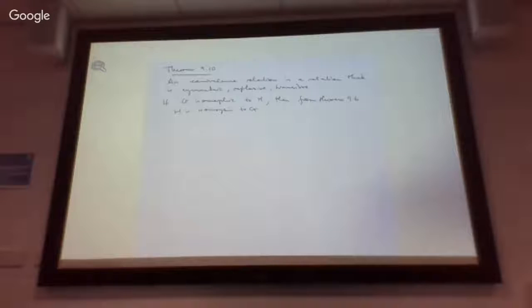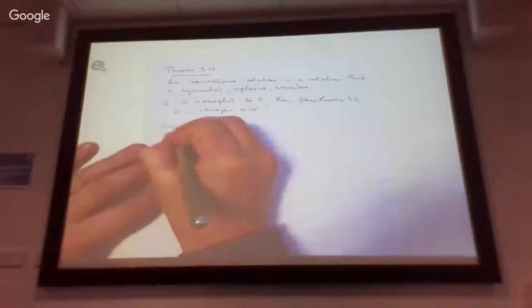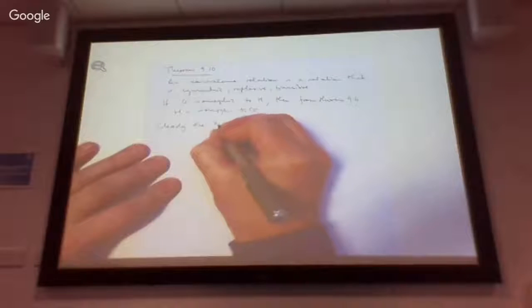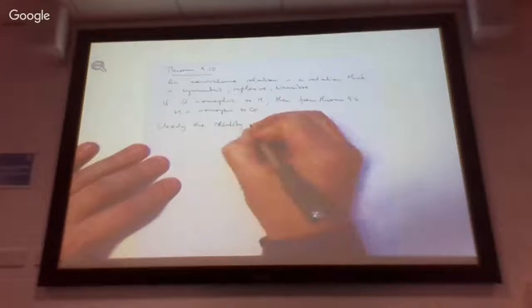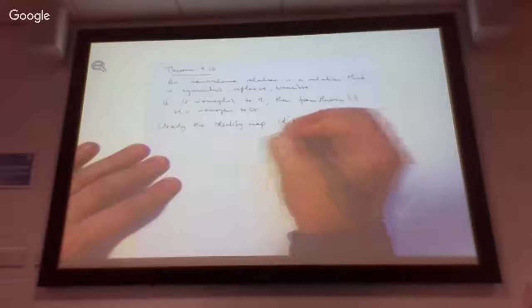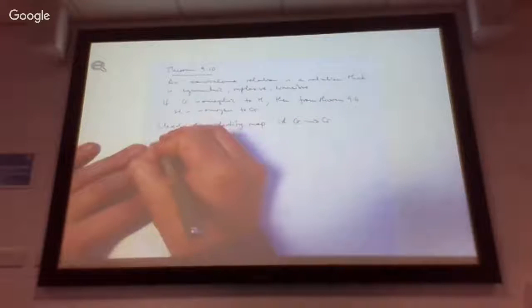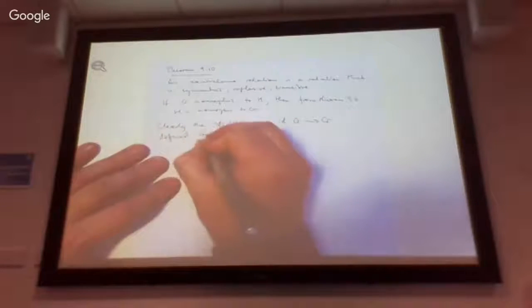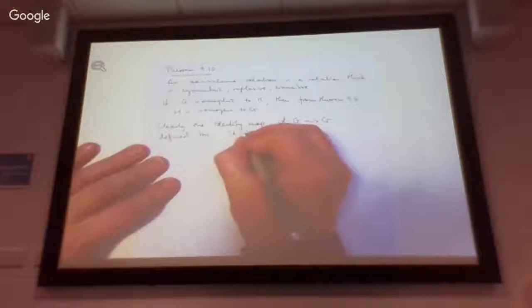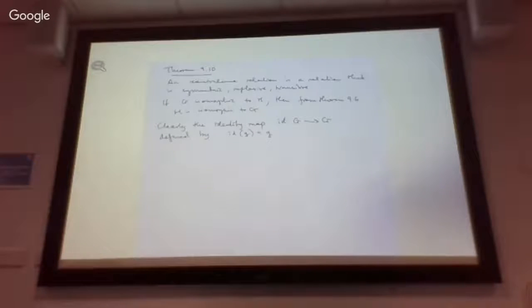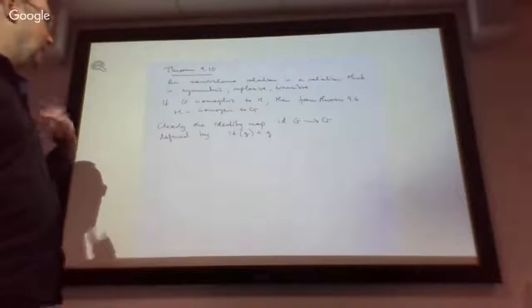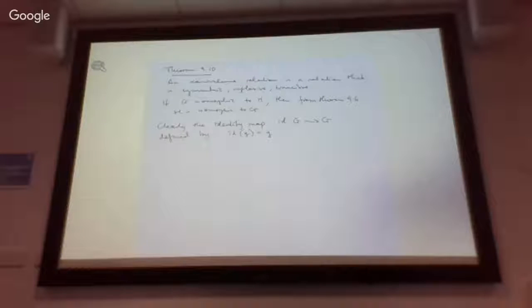So clearly the identity map, let's just call it ID from G to G. That's the map defined quite boringly by ID applied to little g equal to g. Very boring map. It just sends everything to itself. That's clearly an isomorphism. It's bijective, and is ID applied to a product going to be the product of the IDs? Well, yeah, because it doesn't change anything at all.